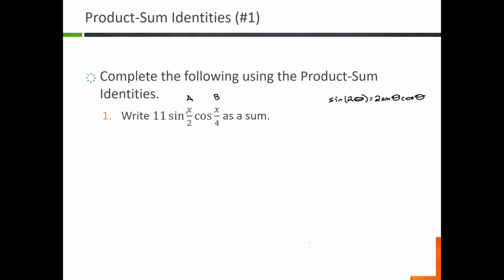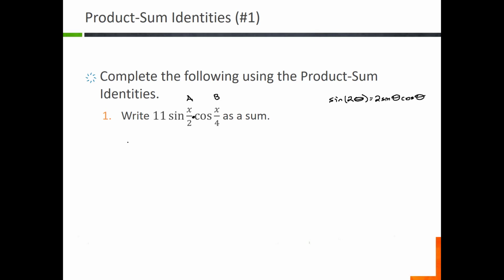But we can't use that here, again, because we have two different expressions. We have an x over 2 versus an x over 4. So we can't use the double angle identity. We have to try something else. And so we know we have a product here, right? Because there's a multiplication here in the middle.